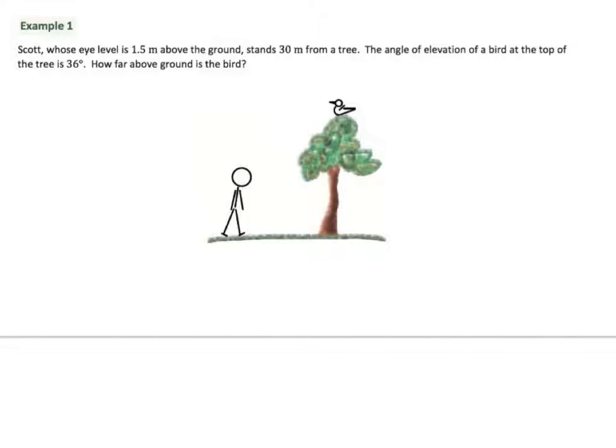Amazing. Scott, whose eye level is 1.5 meters above the ground, stands 30 meters from a tree. So we are 1.5 meters above the ground, and we are 30 meters from a tree. The angle of elevation, that means he's looking up at a bird at the top of the tree, is 36 degrees. Angle of elevation, 36 degrees. How far above the ground is the bird? So we need to find this value and add it to this value.